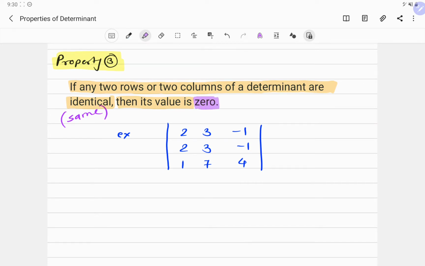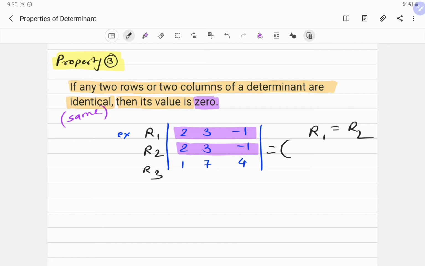If you observe this first row with these elements 2, 3, minus 1, and if you observe the second row with the same elements 2, 3, minus 1. So row 3 is altogether different, but row 1 elements and row 2 elements are exactly similar, right? So if any two rows or two columns of a determinant are identical or same, then the value of determinant becomes 0 as per this property.